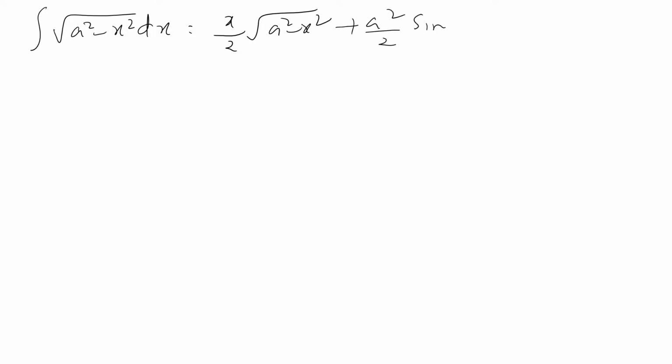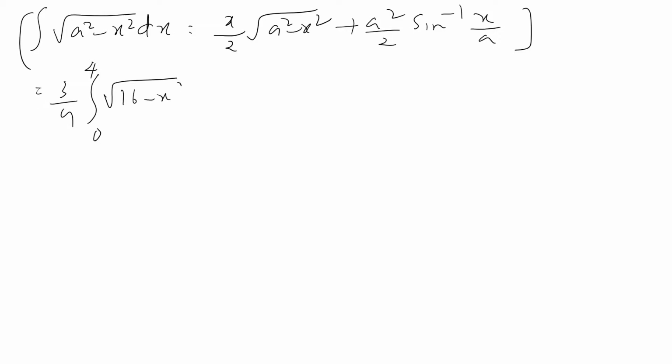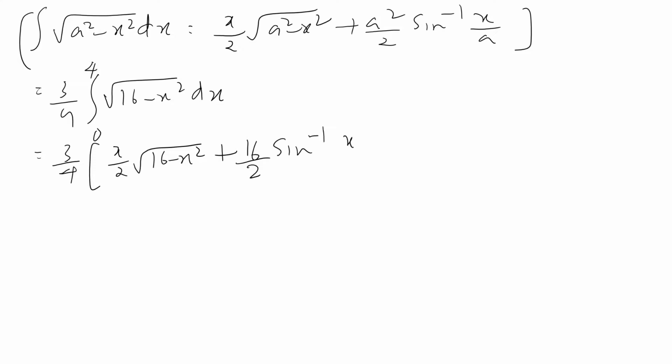So we have already studied that integral root of a square minus x square dx is equal to x by 2 into root of a square minus x square plus a square by 2 into sine inverse x by a. And this formula we are going to make use of in this question. So this is equal to 3 by 4 into integral 0 to 4 root of 16 minus x square dx. And now applying the formula, we will get x by 2 into root of 16 minus x square plus a square by 2, that is 4 square by 2, 16 by 2, sine inverse x by a is 4, and you have to put the limit.